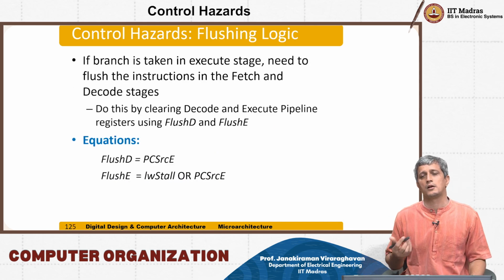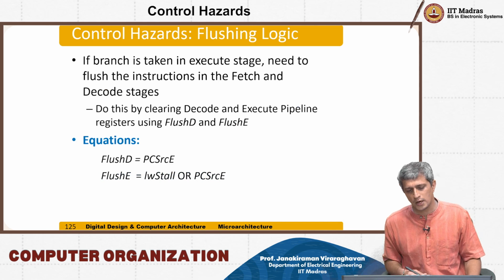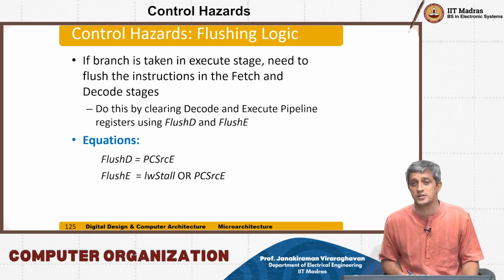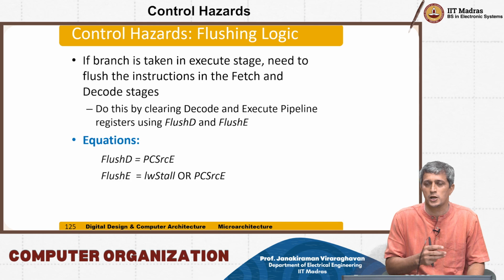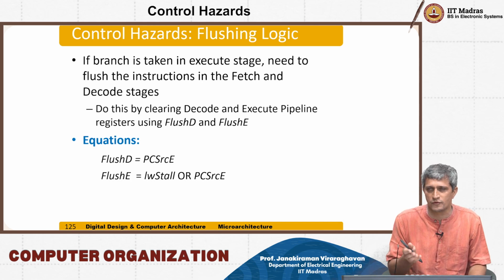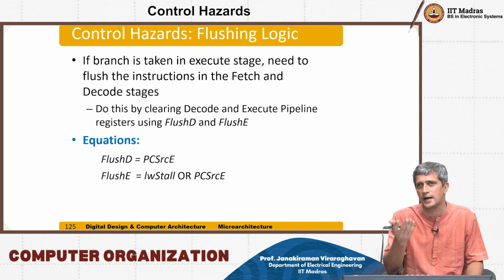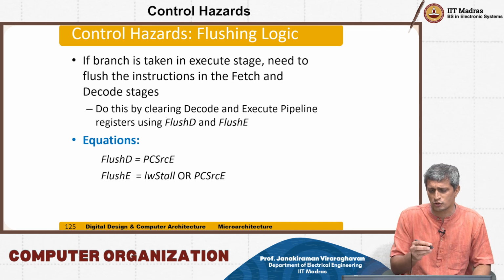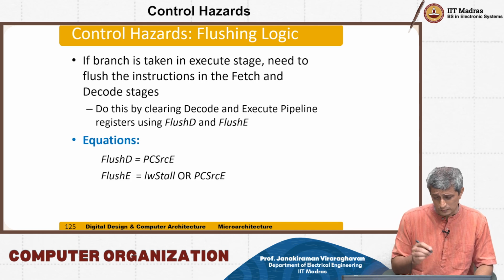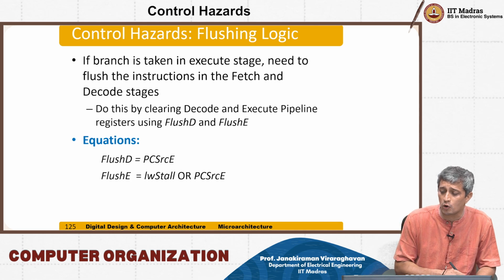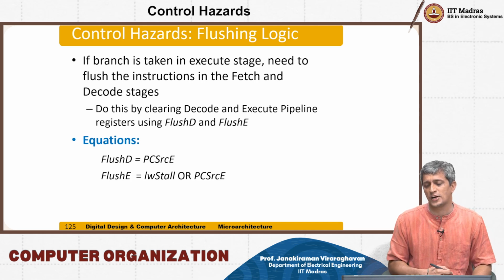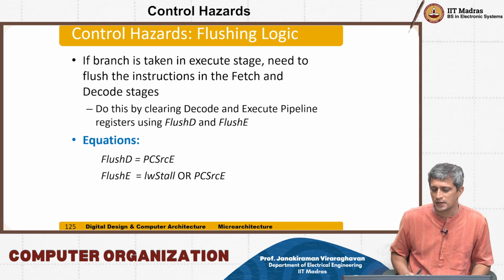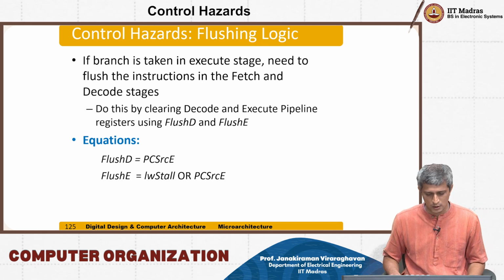Now what is the control hazard flushing logic? If the branch is taken in the execute stage, then you need to flush the instructions in the fetch and decode stages. We'll see what flushing means. We already used flushing in the earlier idea of stalling, but we'll see what that actually means now. You do this by clearing the decode and execute pipeline registers using flush D and flush E. So if you look at this, flush D is equal to PC source E. So what are these signals?